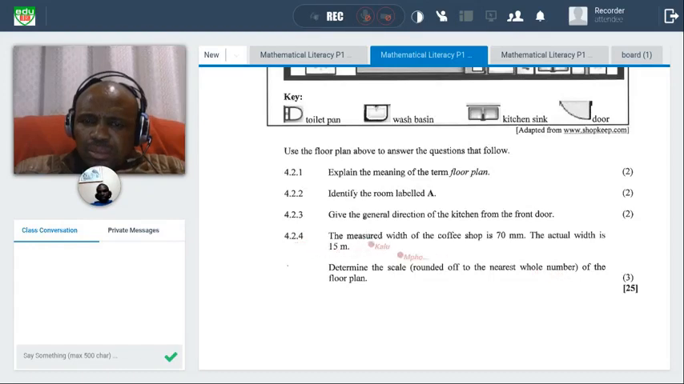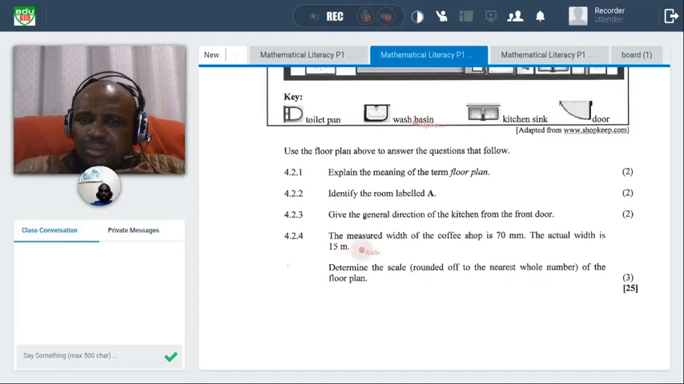4.2.4. The measured width of the coffee shop is 70 millimeters. The actual width is 15 meters. Determine the scale of the floor plan, rounded to the nearest whole number. How do you determine the scale? The scale must be in the form of a ratio. So it is 70 millimeters is to 15 meters.